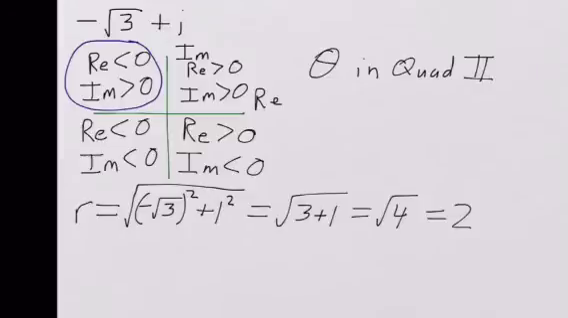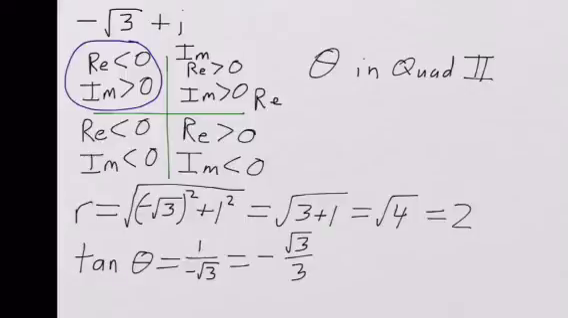Now, a little bit more work that we have to do to find theta. We know in this case that the tangent of theta is equal to y over x, so the imaginary part over the real part. So we get 1 over minus the square root of 3, which I can rationalize the denominator on that and get negative square root of 3 divided by 3.